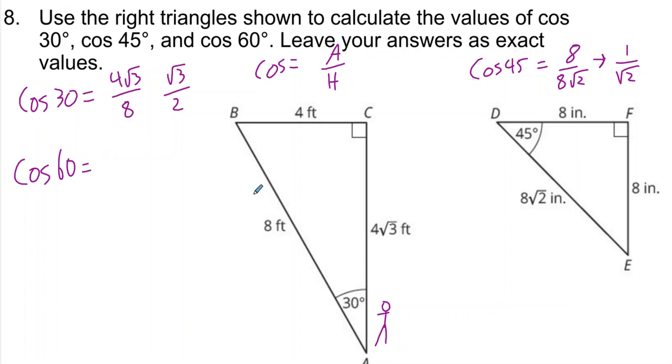So pause the video, try it, and we'll come back. Okay, so this angle's 30, that means this one has to be 60. So now my reference angle, I'm right here. My adjacent side is the 4. So it's going to be 4 over hypotenuse, is still 8, 4 over 8, reduces to 1/2. Hopefully you got that one.